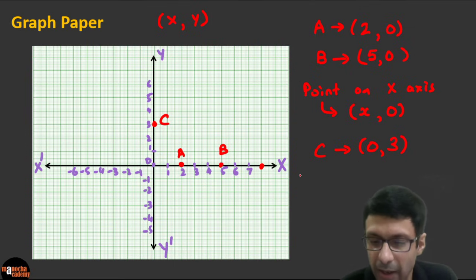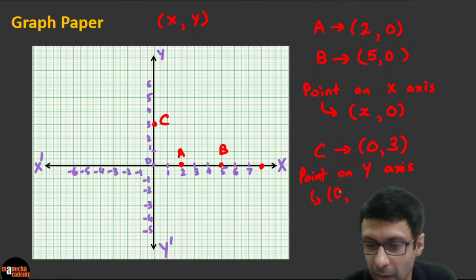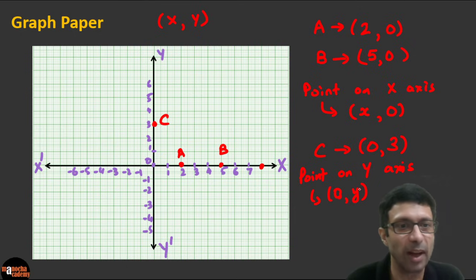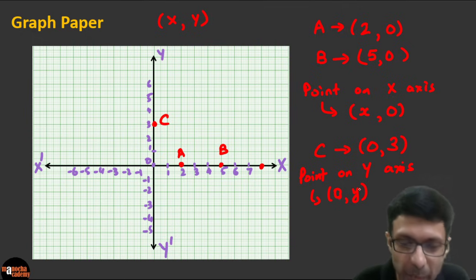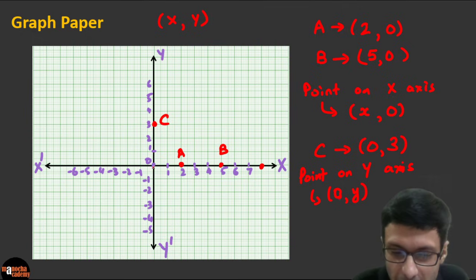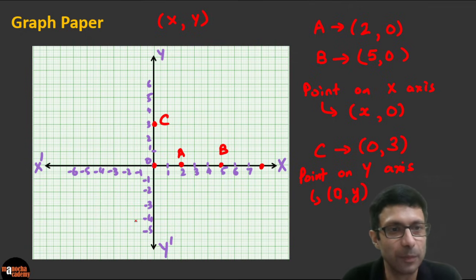And similarly, any point which lies on the Y axis is going to be of the form, what form will it be? 0, Y. It will not have any X value, it will have a Y value. Excellent, guys. So keep this in mind, it will help you understand the concept. Clear? Now who can tell me what will be the coordinates of the origin? What should the coordinates of our origin O be?